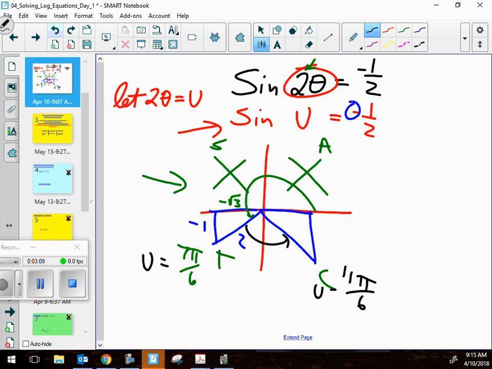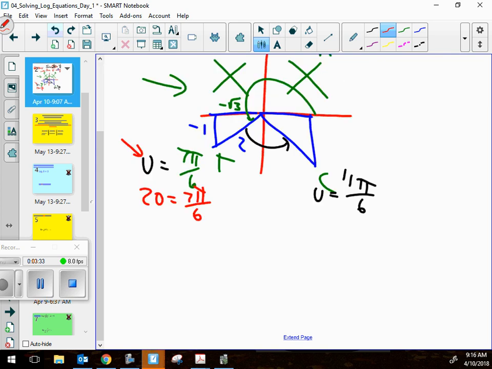But remember, we made our life easier by swapping out the 2 theta and the u. Now we've got to make our life harder again to finish the job. It's like putting this off until later when we can handle it. Okay, now I'll deal with the fact that u has actually been 2 theta this whole time. 2 theta is 7 pi over 6. And then who remembers what we have to put next?